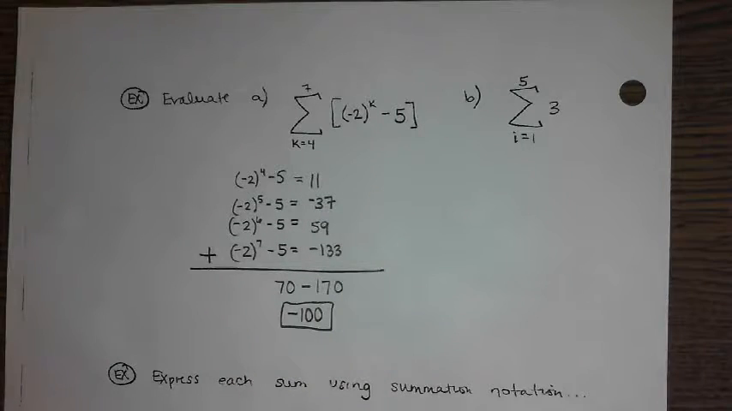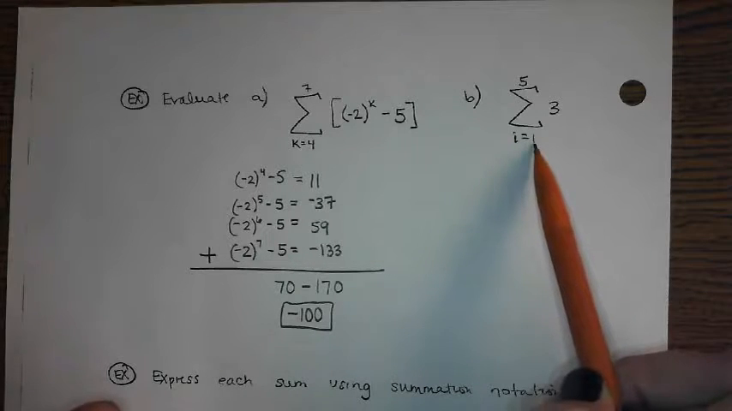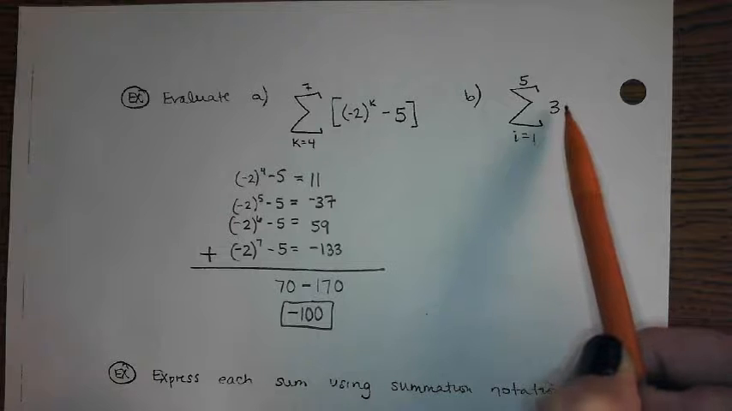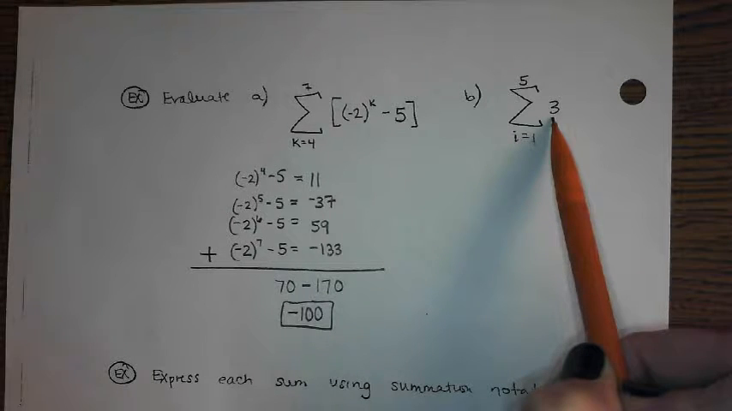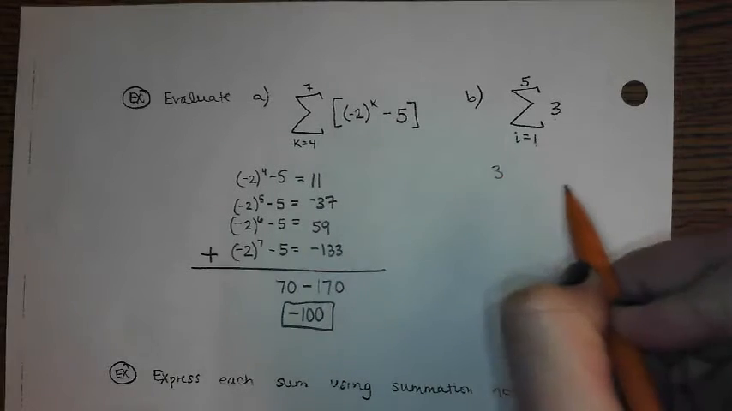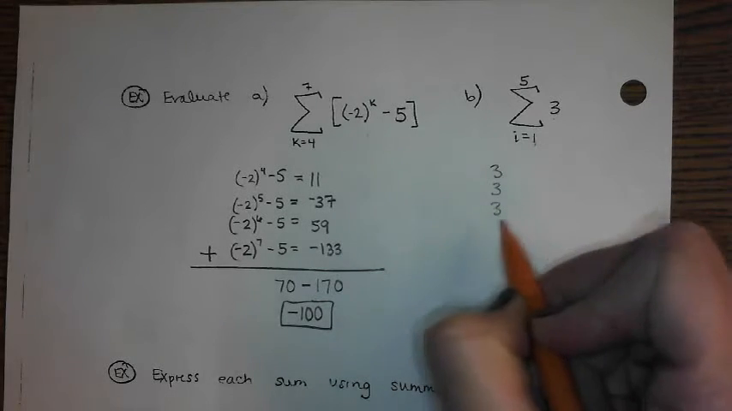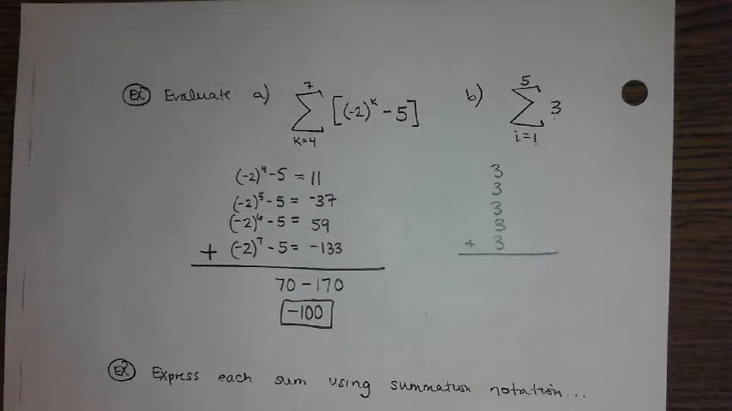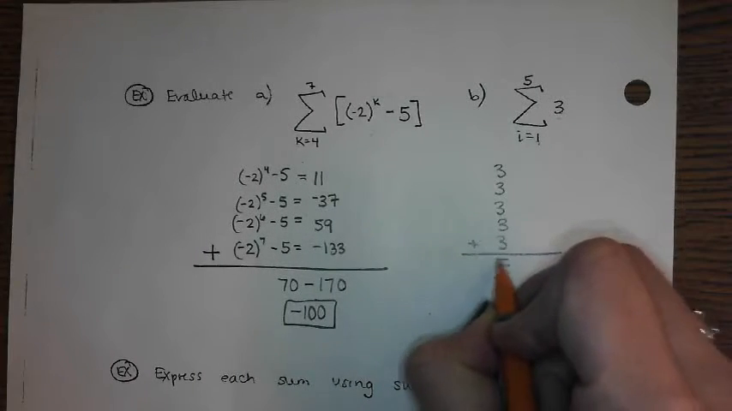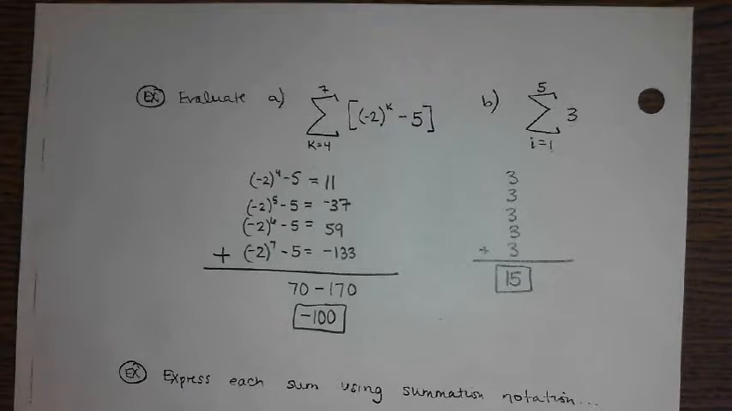B is maybe a little confusing because there's no variable. So when you go to plug in starting with 1 and plugging in everything up to 5, when you plug in a 1 to this expression, what's the value of the expression? 3. And then when you plug in a 2, what's the value? 3. And then a 3 is 3, and a 4 is 3, and a 5 is 3. So no matter what you plug in, you're going to get a 3. And then you're plugging it in 5 times, 1 to 5. And so you get 15. So just be aware of how to handle that when your expression is a constant.